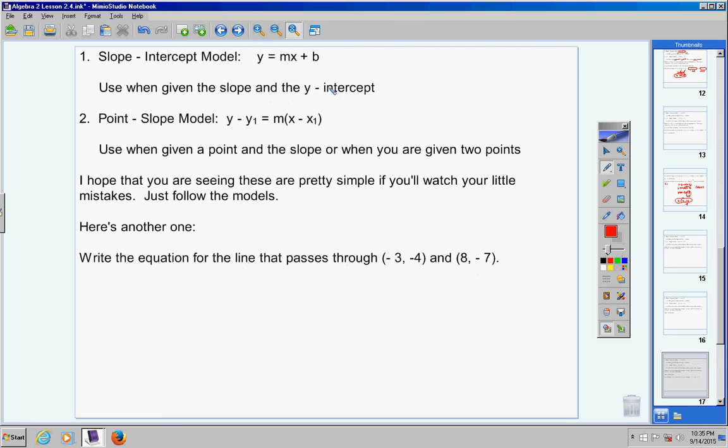the slope and the y-intercept? No. Did I give you a point in the slope? No. Did I give you 2 points? Yes, I did. Point number 1. Point number 2. When you're given 2 points, which model do you use? This model right here. So that's the model we're going to use. Now I need some room, so I'm going to slide this up. Hopefully everybody sees why I chose this model here.